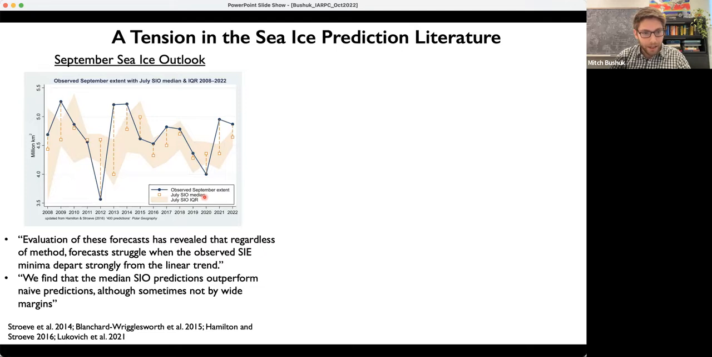That has led these studies to make statements along the lines of: evaluation of these forecasts has revealed that regardless of method, forecasts struggle when the observed sea ice extent minima depart strongly from the linear trend. And we find that median SIO predictions outperform naive predictions, although sometimes not by a wide margin. So what they're saying is that there's a little bit of skill, but compared to a very basic linear trend, or as Ed showed, a damped persistence forecast, there's not much skill to be had in the SIO predictions.